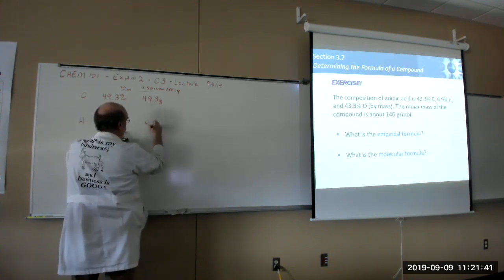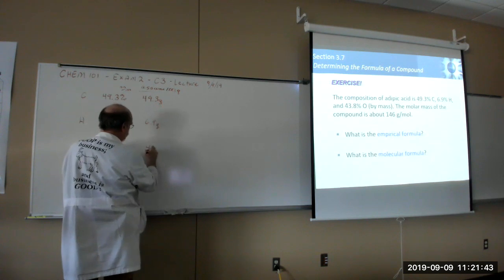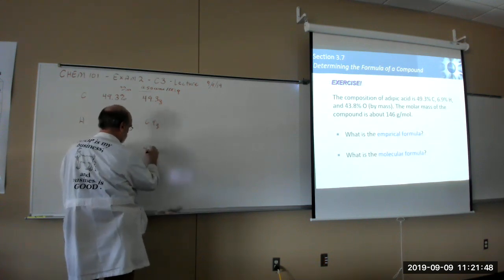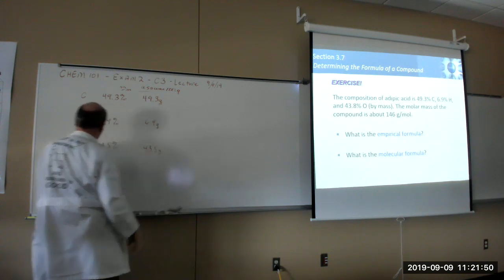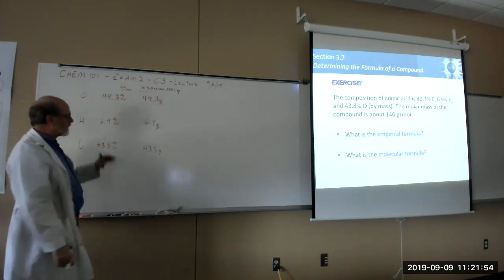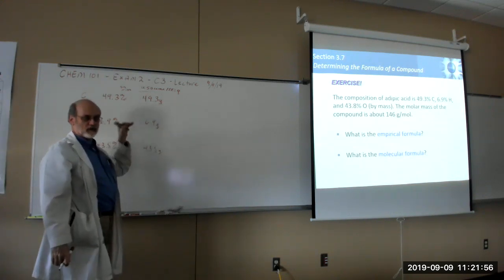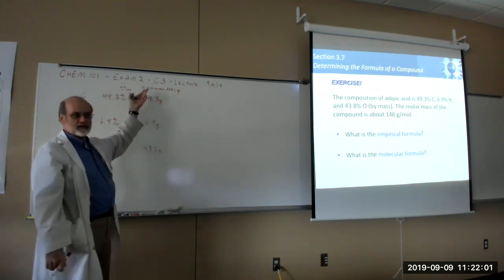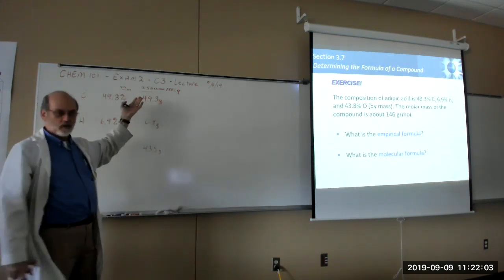You got 6.9 grams of hydrogen and 43.8 grams of oxygen. Now we can convert to moles. We're really only interested in the ratio of moles of each one, right? So the choice of 100 grams is just convenient. The ratio is important.